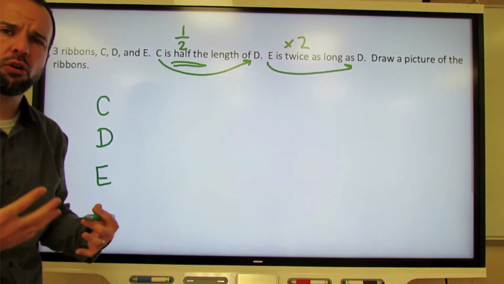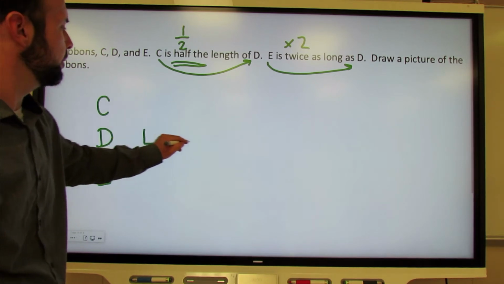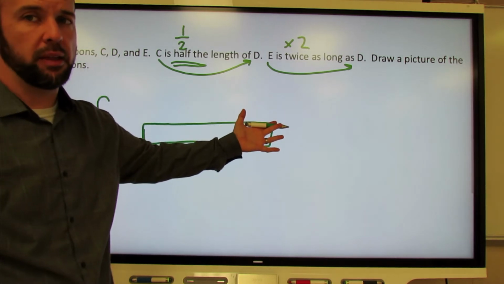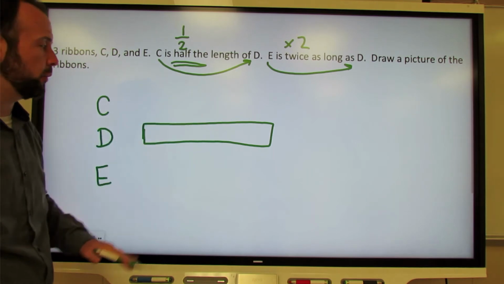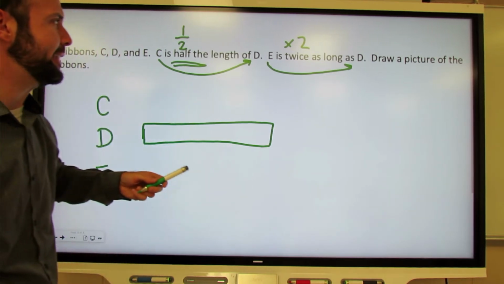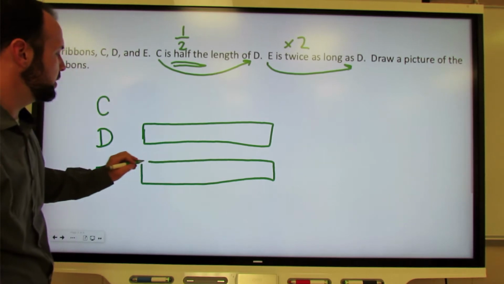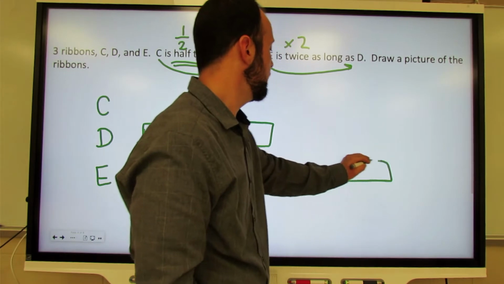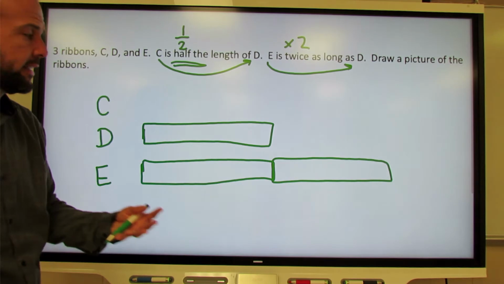So I'm going to start by drawing D first, or at least what I think that might look like. I'm just going to draw a ribbon here for D. I don't know what the length is. It doesn't give me that, but it gives us lengths of the other ones based on what we have. So I'm going to start here with D, and it says E is twice as long as D. So if I'm drawing my ribbon E, I'm going to draw it one time as big as D, and then another one roughly the same size, so it's twice as long as D.